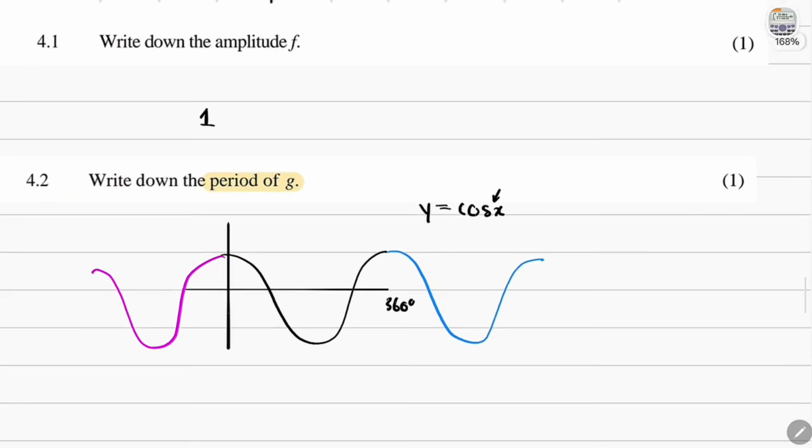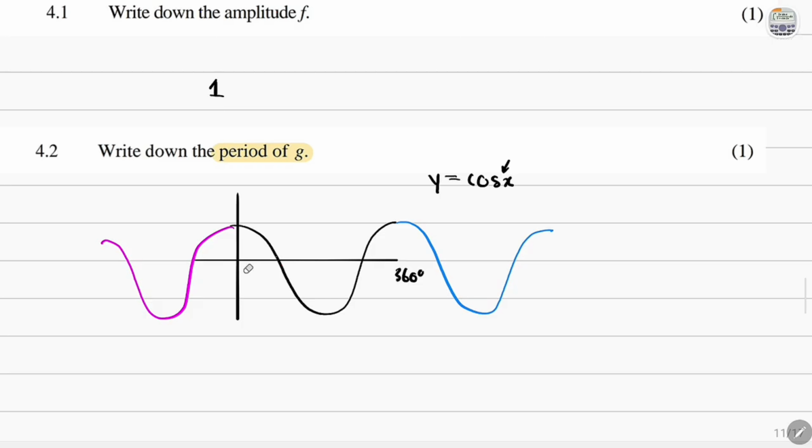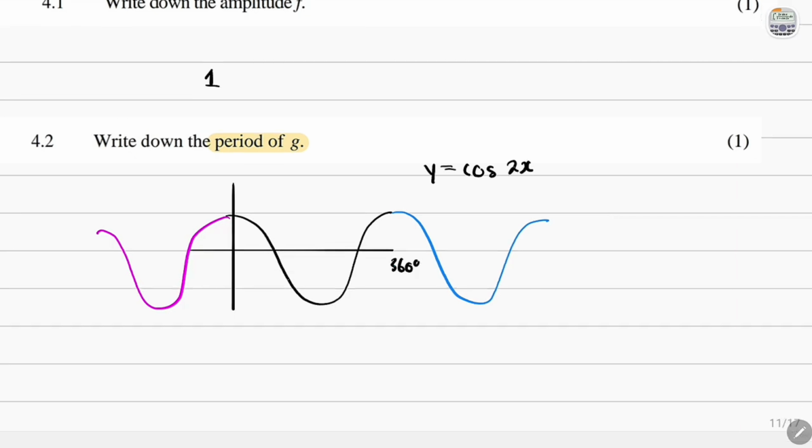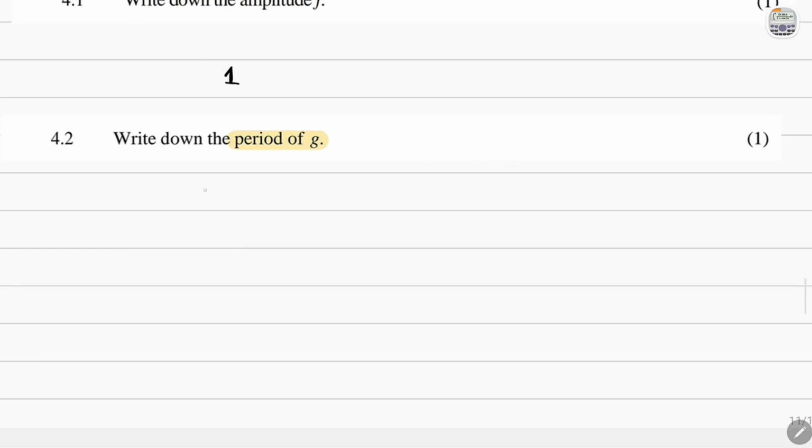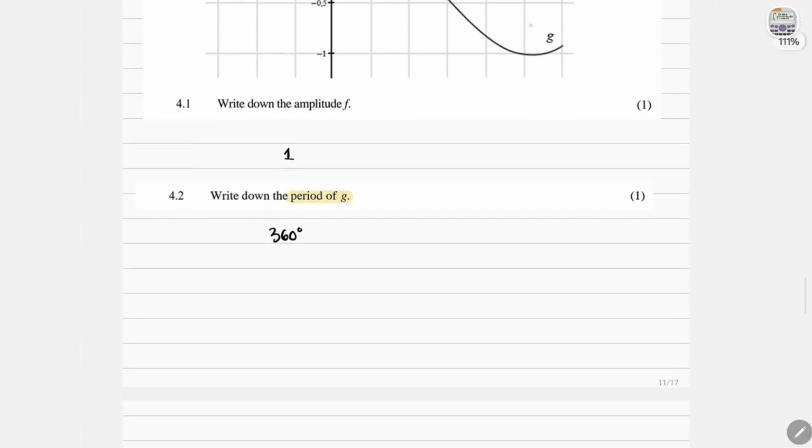And so that means that it still completes a cycle in 360 degrees. So had there been a 2 here, then how we would find this is we will take the mother graph, y equals cos x, and we'll think about how long it takes for it to complete the cycle. And that's 360 degrees. And then you would simply divide by whatever number is here. And so this graph would complete the cycle in 180 degrees. But as you can see, the coefficient of x there was 1, so it still completes a cycle in 360 degrees. Moving on to the next question.